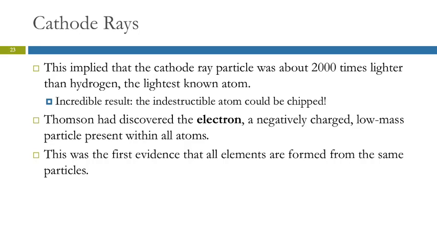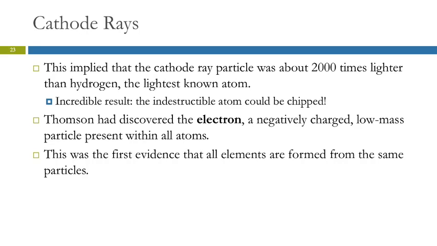But they had chipped pieces off of atoms. That's what this suggested. These particles in the cathode ray, they had charge, and they were far smaller than an atom. They have to be something, right? What he had discovered was electrons. Electrons are negatively charged low-mass particles that are present in all atoms. All atoms have electrons.